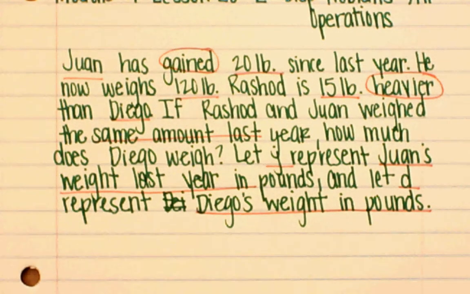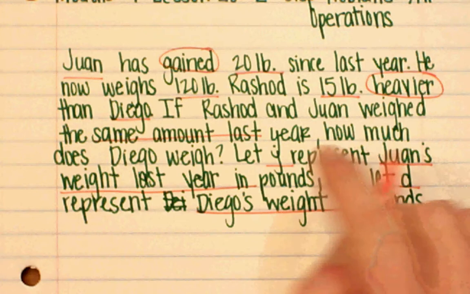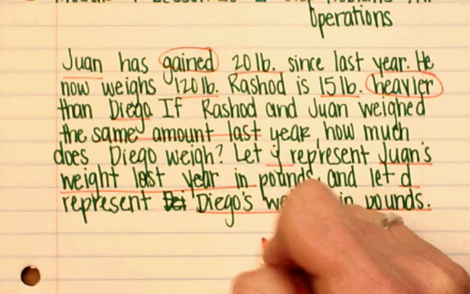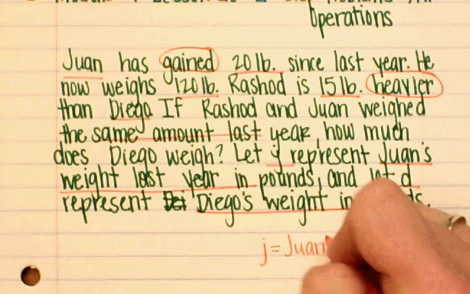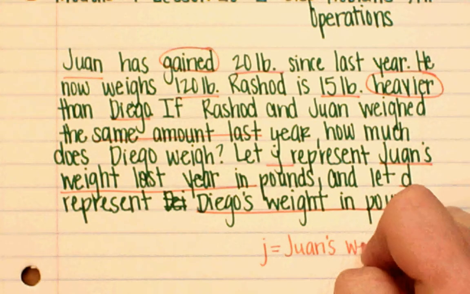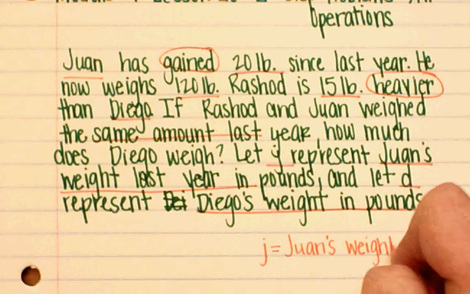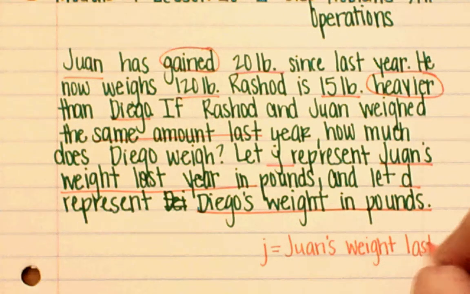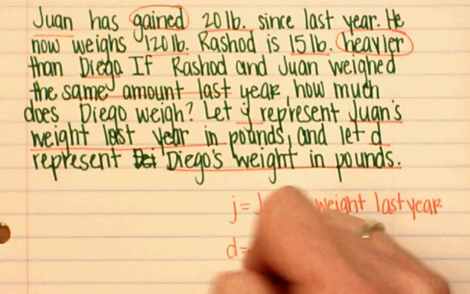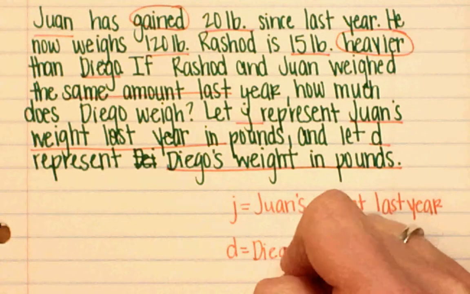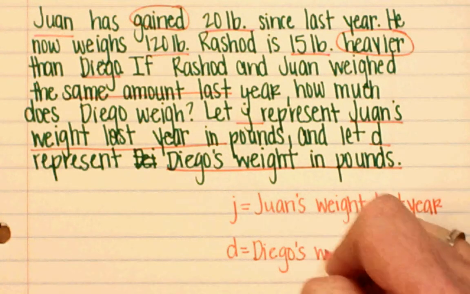Okay, so I'm going to break down this problem step by step to show you how to solve. I'm going to first look at all my variables that they listed at the very end. J equals Juan's weight last year. Last year being key, so make sure you put last year in there. D equals Diego's weight. And it doesn't say last year, so that must mean right now.